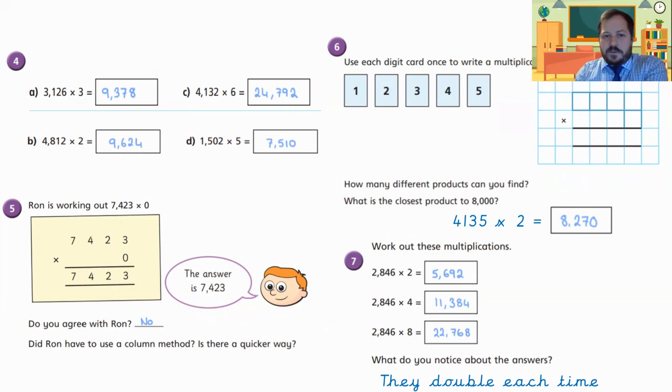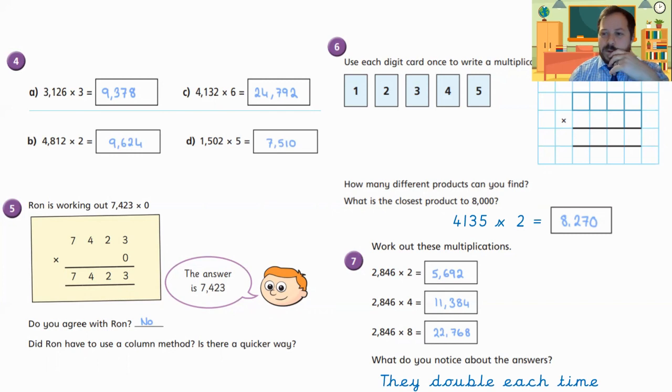The first couple hopefully are relatively straightforward. Probably the trickiest is C here because of that carry, the exchange into the 10,000s column. But hopefully you're happy with the way in which you go about doing those. Ron, poor Ron. I hope you all threw your hands up in disbelief at Ron's mistake. Oh no, how could he possibly do it? When you times something by nothing, well, there's nothing there. Whenever you times something by nothing, it's still 0.